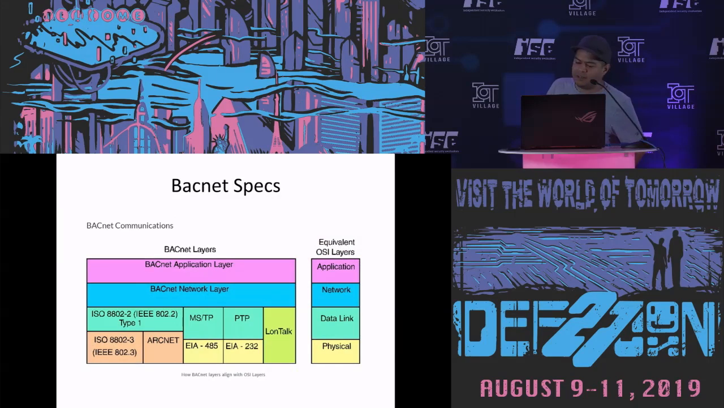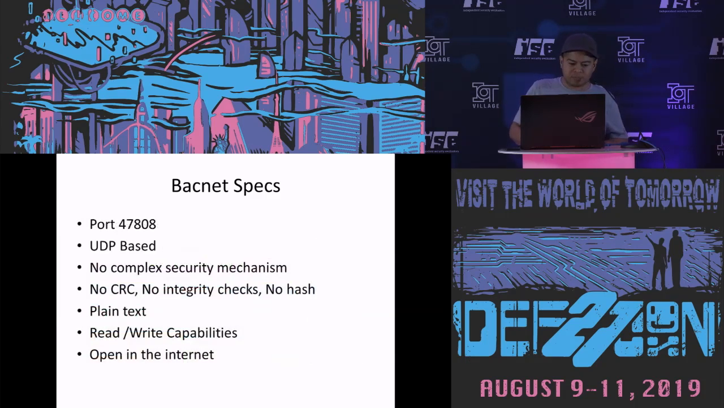So let's start with the Bacnet specs. In comparison with the OSI layers, Bacnet works in the application and network layers. And of course, IP protocol. The port is 47808. It's UDP based. No complex security mechanisms, as I said. No CRC, no integrity checks, no hash, plain text, read-write capabilities, and it is completely open on the internet. You just need to perform a query in some search engines, and you will find out that there are a lot of devices connected.